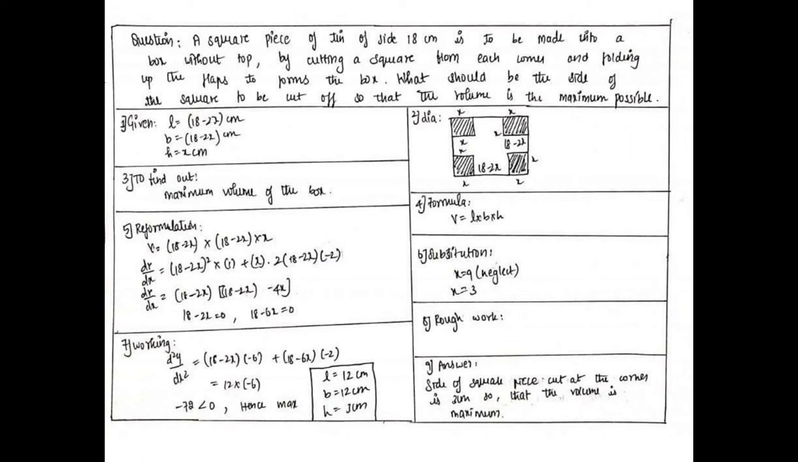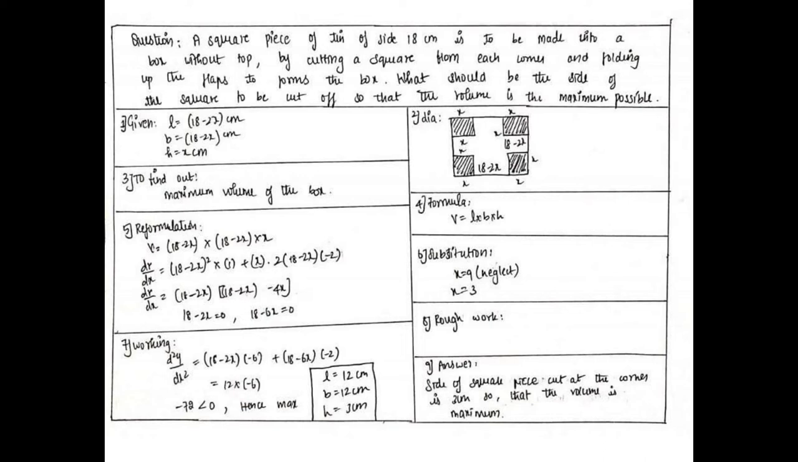Question number 1. A piece of tin of side 18 cm is to be cut into a box without top by cutting a square from each corner and folding up the paper to form the box. What should be the side of the square to be cut off so that the volume is maximum possible? Given length is equal to 18 minus 2x cm, breadth is equal to 18 minus 2x cm, height is equal to x cm. To find, maximum volume of the box.